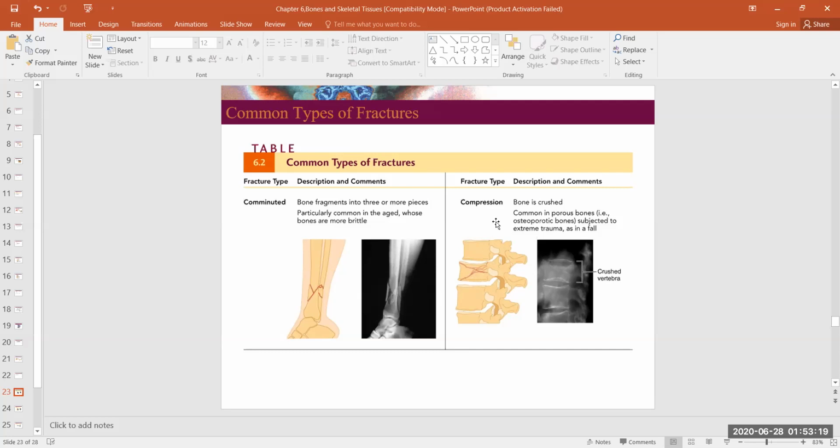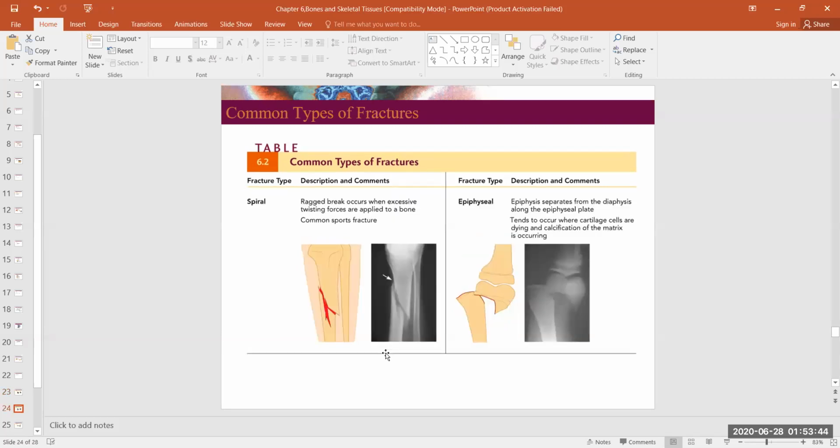This is the compression fracture, particularly happens, you see the X-ray here, in older individuals, like after menopause, where osteoporotic bone is subject to external trauma, and in a fall in the old female particularly, this bone is easily crushed, the vertebra is crushed. That is called compression fracture. Here is the spiral fracture. Like when your leg is twisted and you break the bone like a twig of a leaf. That is called spiral fracture.